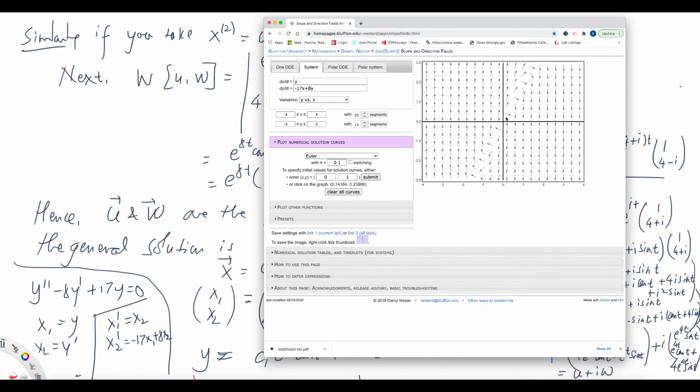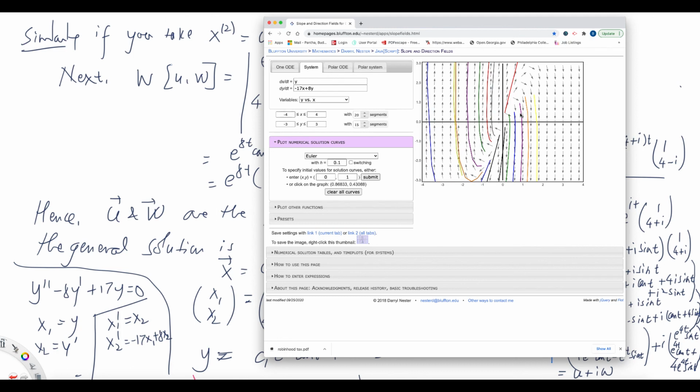How does it look? If you start here, let's say it goes up. If you start here, look at that. It is kind of rotating around 0, right? But since the pointed line segments are going outside of the origin, you can see that it is unstable.